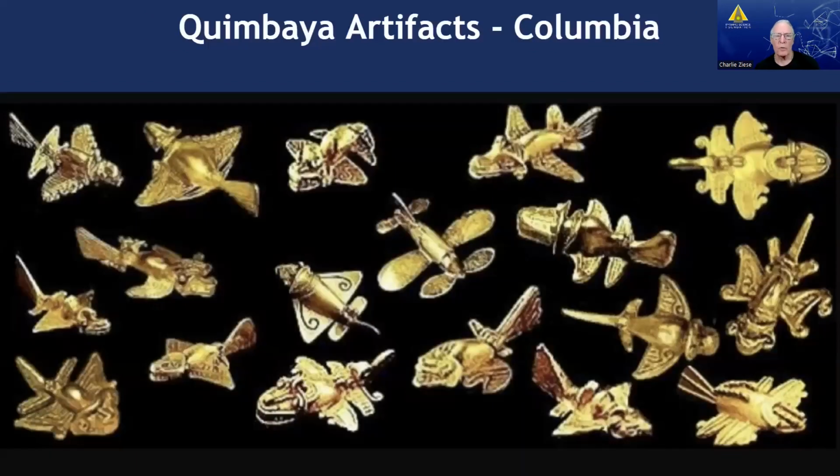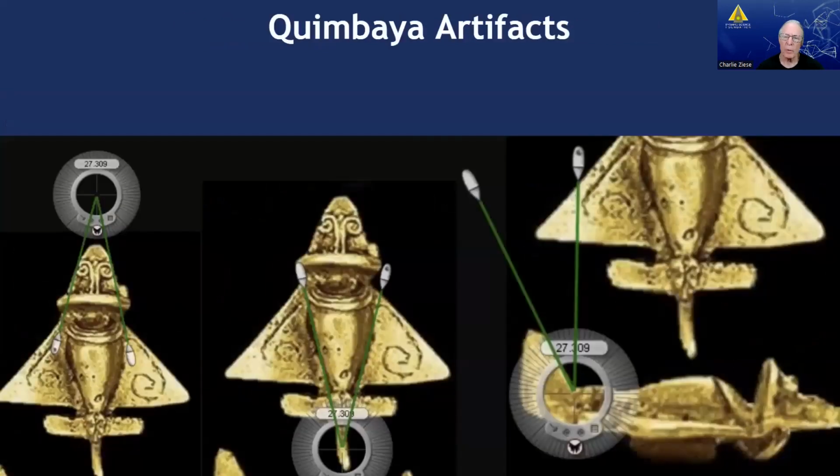Here's some other examples. These are the Quimbaya artifacts from Colombia. This is a group of 18, I believe these were made from gold, objects which look like flying objects. And I just want to talk to you about a couple of them that I looked at. This particular artifact, once again, we're going to see the aerodynamic 27309 geometry in the front and in the rear of this craft, as we do this offset to vertical in the vertical stabilizer.